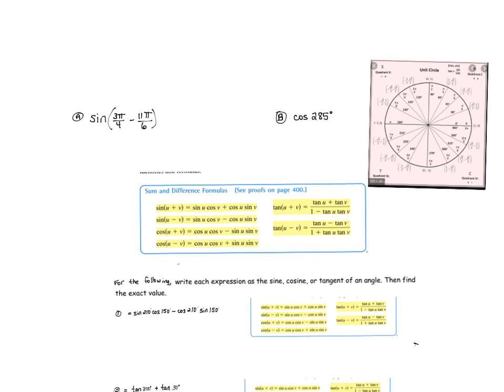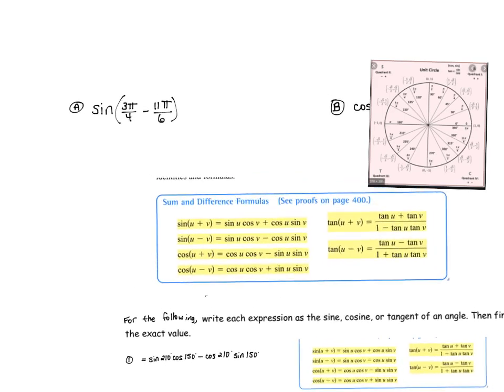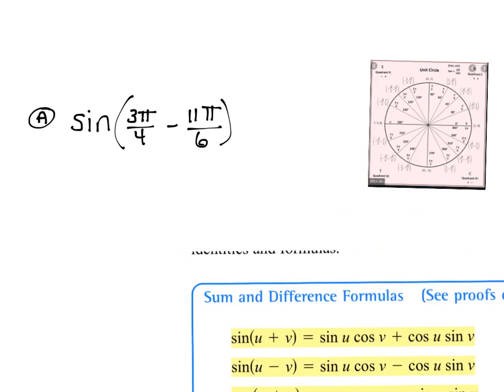All right, so this is the 5.4 extra practice. If you have questions, which you probably will, that look similar to something like number 1 A, sine of 3 pi over 4 minus 11 pi over 6, you are going to be given the unit circle and the formulas. So everything you need is going to be right in front of you.